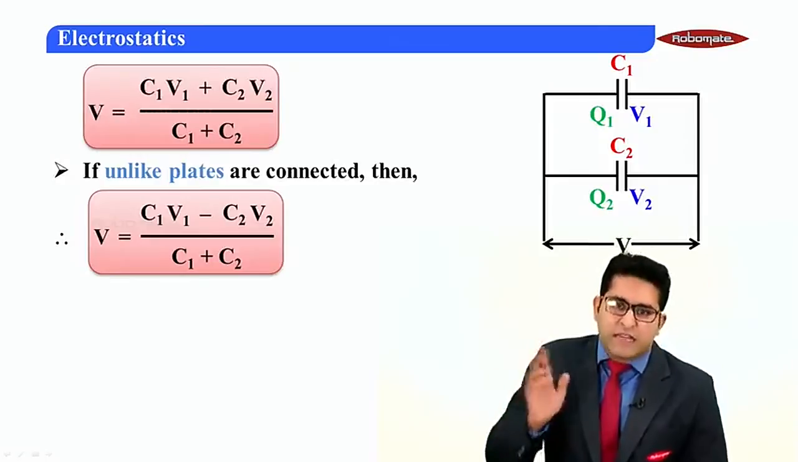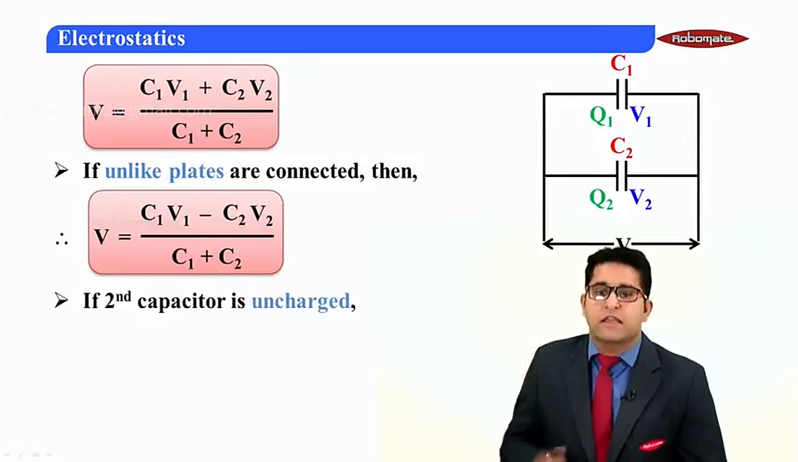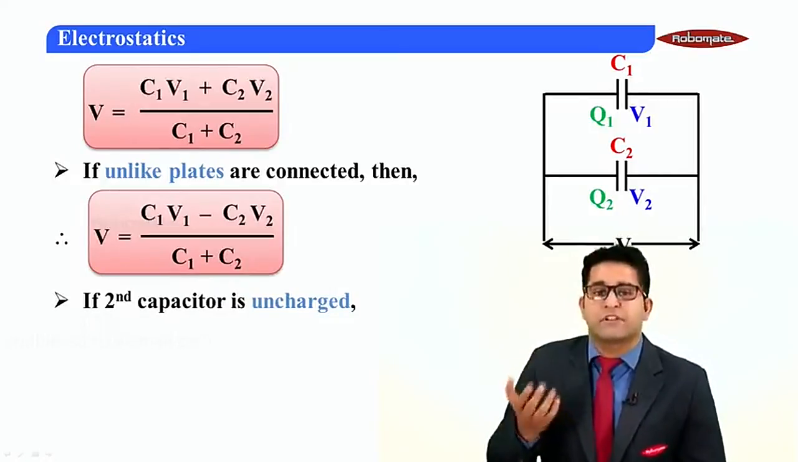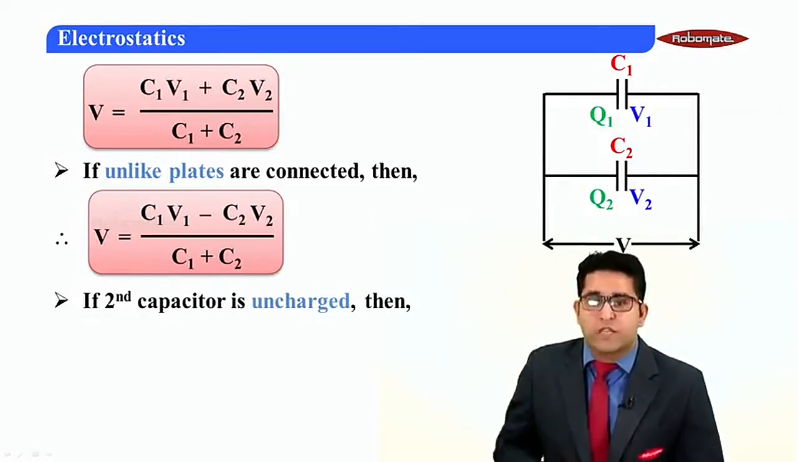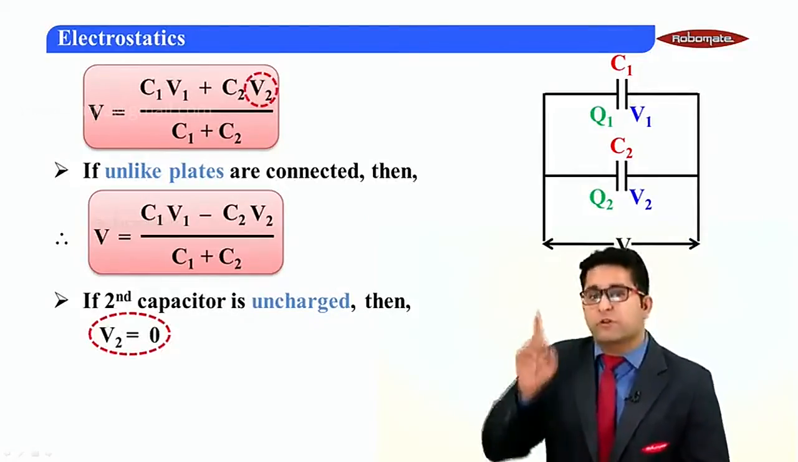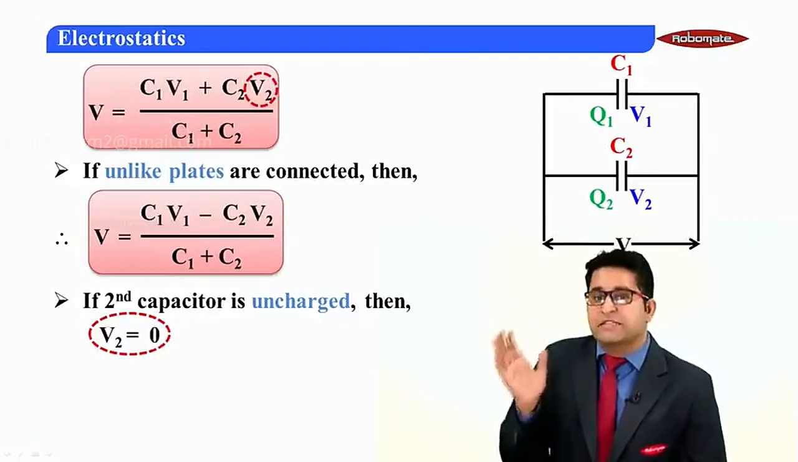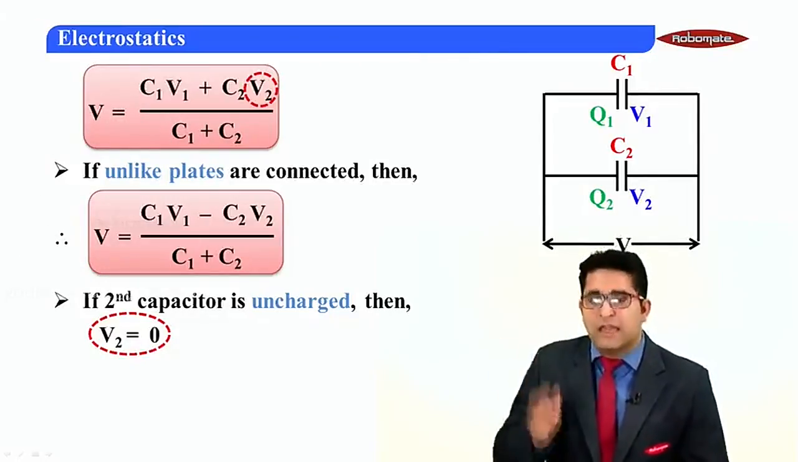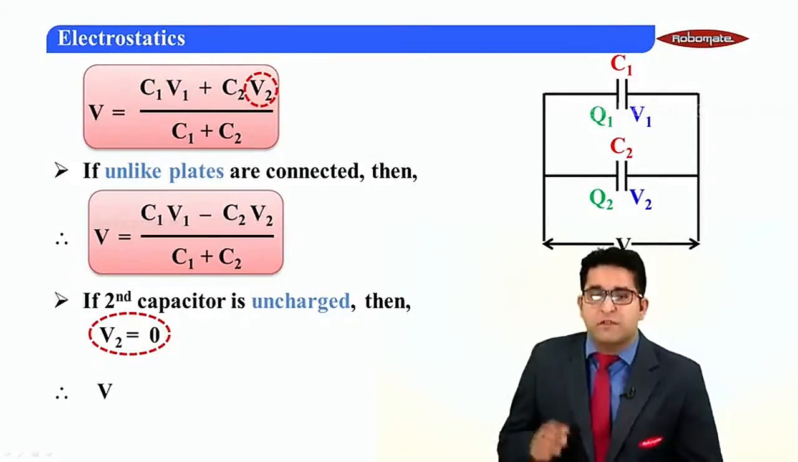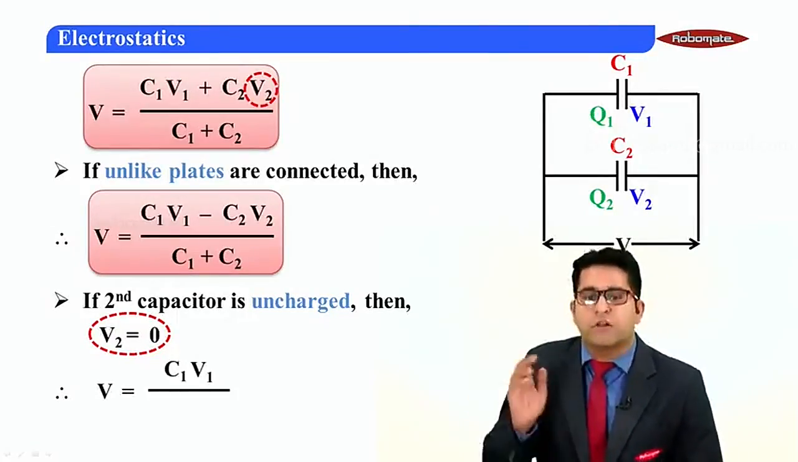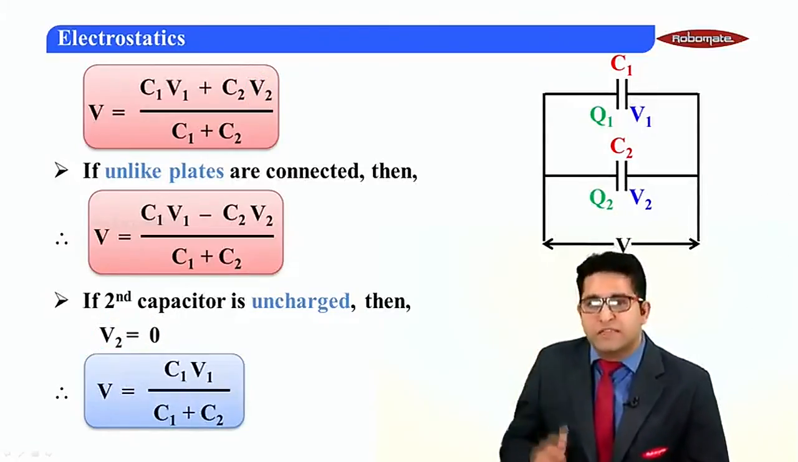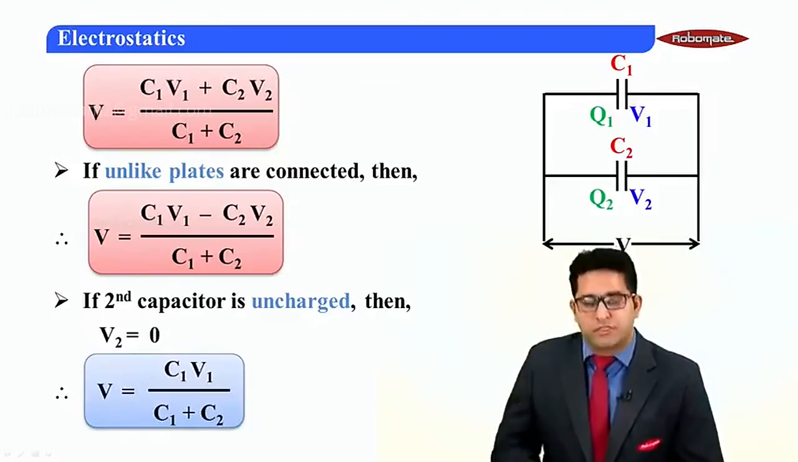Now let's say the second capacitor that we have connected is uncharged. As the second capacitor is uncharged, the value of potential V2 equals 0. If I put V2 equal to 0 in the above expression, I'll get C1 V1 plus 0, which becomes C1 V1. So common potential V will become C1 V1 upon C1 plus C2. So here we have also considered multiple cases in case of common potential.